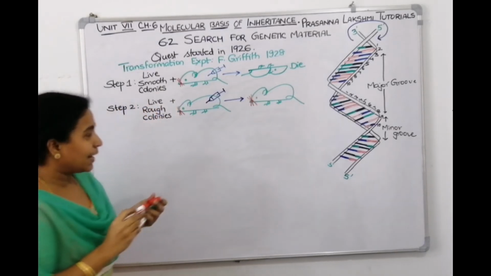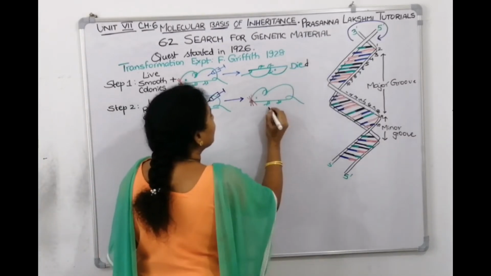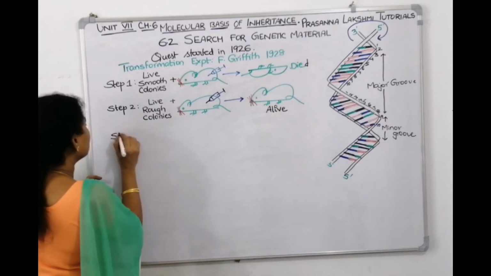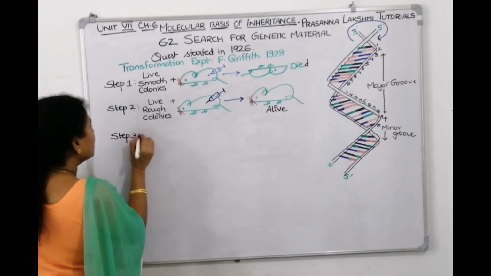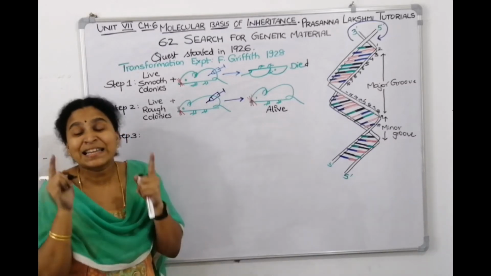He told mice is alive. Here what happened to the mice? Here mice died. But here mice is alive. Now, step 3. What did he do in step 3? Step 3, he has taken the smooth colonies which are virulent and he killed them.